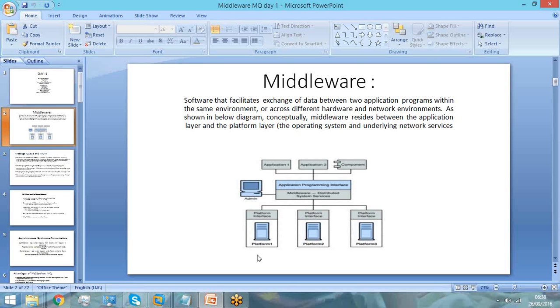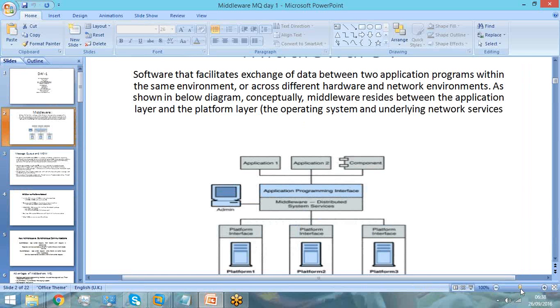Are you getting me? Rekha, can you increase the font size? Are you not able to see it? I cannot see the diagram and the information inside the box. You see it now? Yeah, now I can see. Thank you.